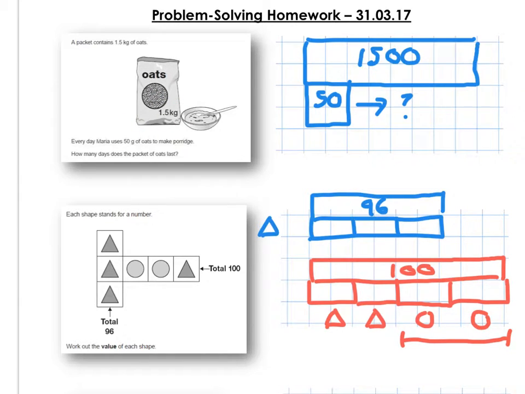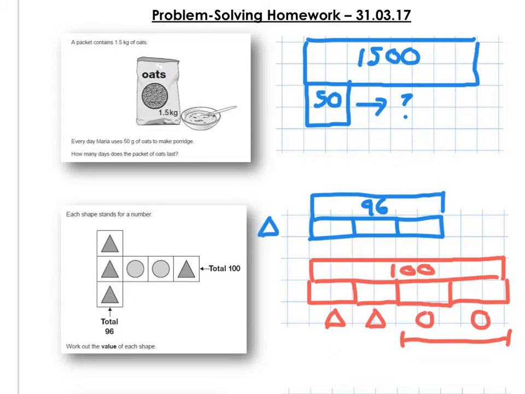It's often easier to work with whole numbers rather than decimals, so I'm going to turn my 1.5 kilograms into grams. I know 1 kilogram is 1,000 grams. So 1.5 is 1,500 grams, which I've put in my diagram here. And I want to know how many times can she take 50 out of that 1,500. So I need to do 1,500 divided by 50.